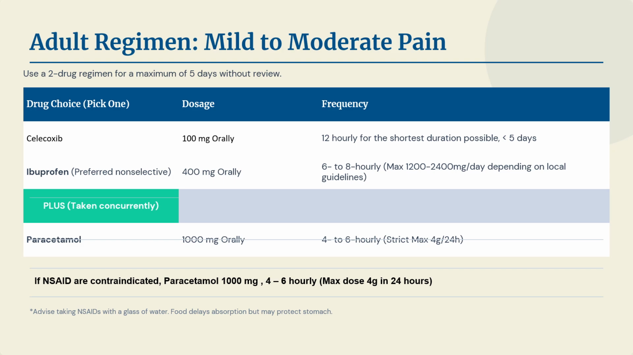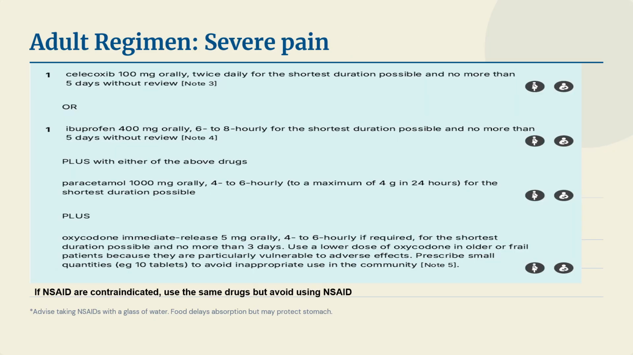Anyway, if NSAIDs are contraindicated, then you just have to stick with paracetamol. Again, the same max dose of 4 grams. So this is a screenshot from the therapeutic guidelines. You can pause it and go through it at your convenience.